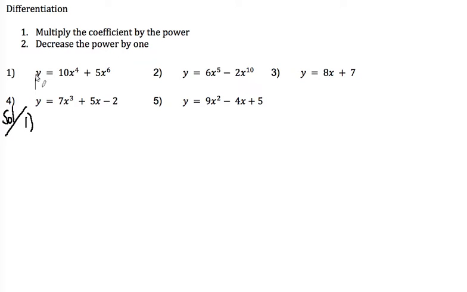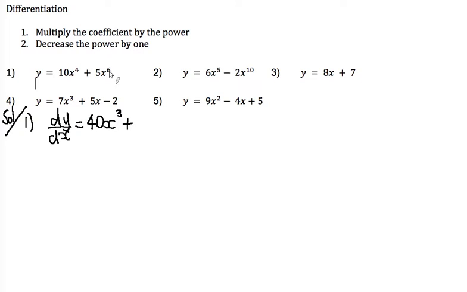Question 1, the result of differentiating this expression gives us dy by dx, which remember is notation to demonstrate we're finding the gradient of the curve defined by y equals 10x to the power 4 plus 5x to the power 6. So multiply the coefficient 10 by 4, which is 40, x, decrease the power by 1, cubed. Let's make that a little clearer.